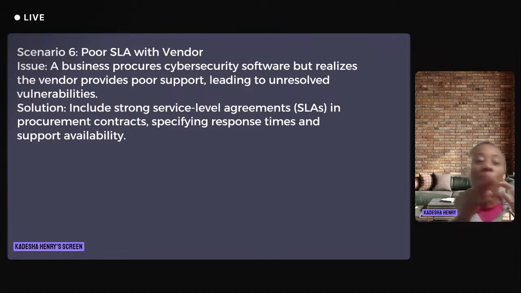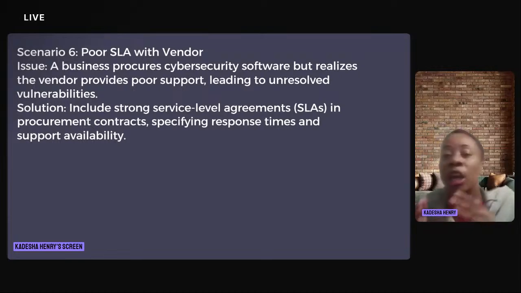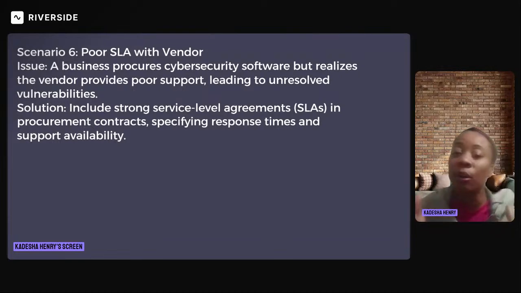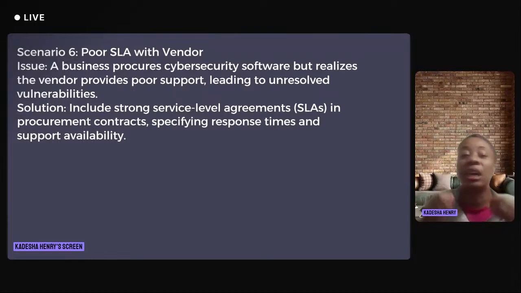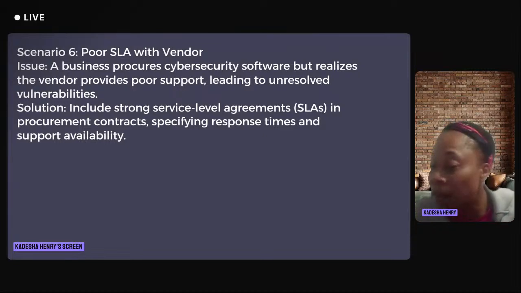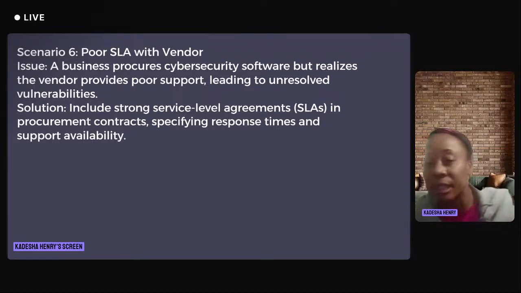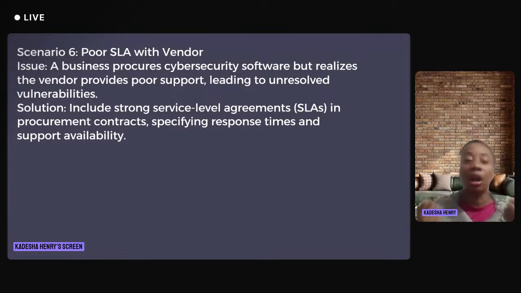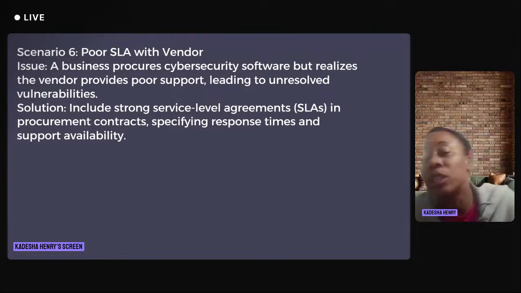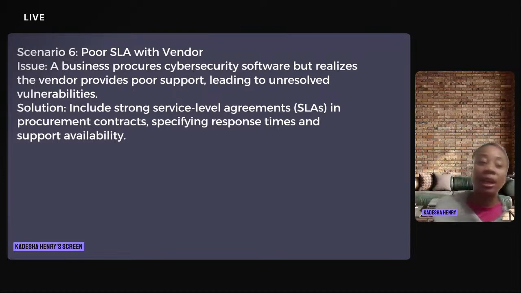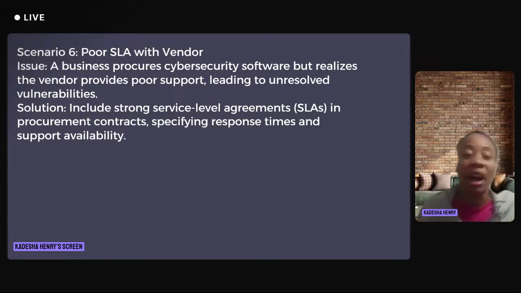Solutions include a strong service level agreement in the procurement contract specifying response time and support availability. So when you are going to buy this equipment or this software, you have to make sure your service agreement states a specific time in which the vendor must respond, and that the support will be given. You cannot have a problem and they want to call you in 10 business days. No, you have to make that clear in your contract. When you are purchasing this equipment, when are you available, right? What is your specific response time? You have to outline that, and they probably give you their contract as well, right?